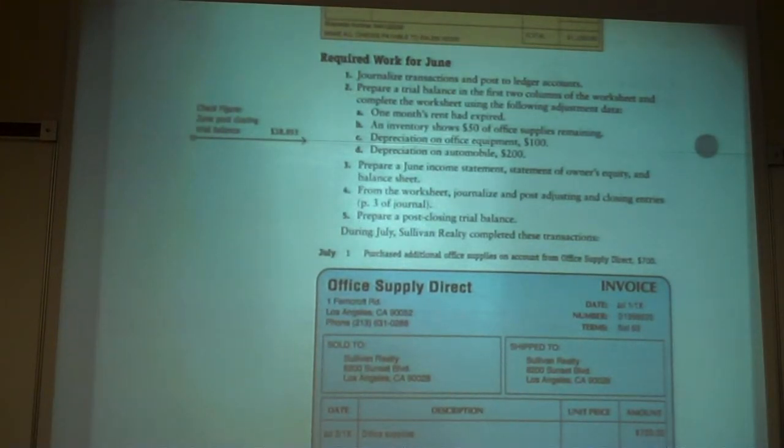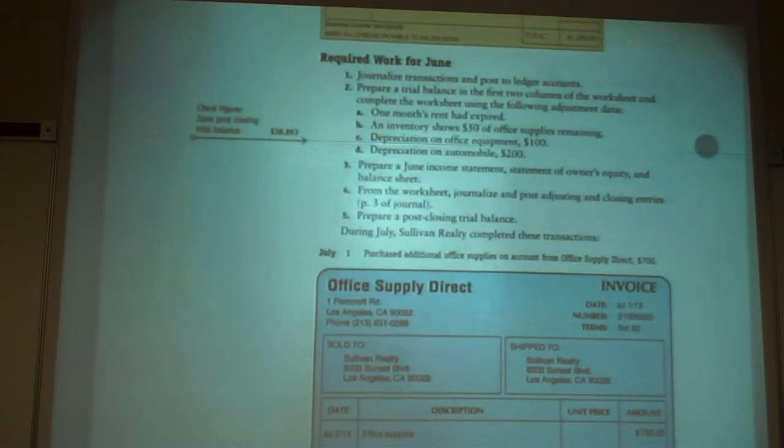Step 3, prepare a June income statement, statement of owner's equity, and balance sheet. Now, before you get to those financial statements, I'd like to see your journal entries before you post. I'd like to see your worksheet before you record what we're going to do in Chapter 5. I want to check your work, and I'm not charging you for the checks. You can ask me to check anything before you move to the next step.